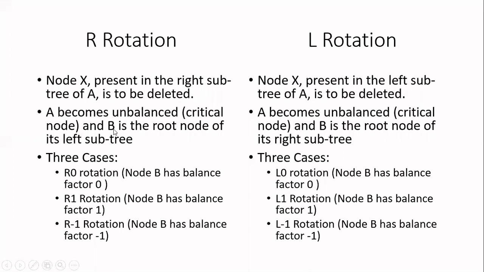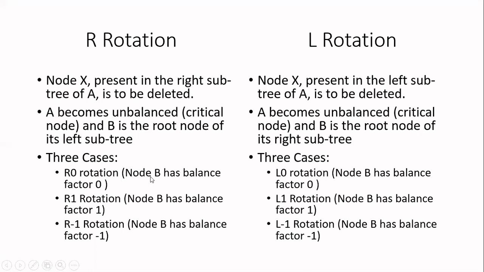Okay, so after you identify the node to be deleted, you see the unbalanced node, that is the critical node. After that, if the node you are deleting is present in the right subtree, then you focus on the left subtree of that node. So here B is the root node of the left subtree. Now I have three different cases with respect to the balance factor of this B.